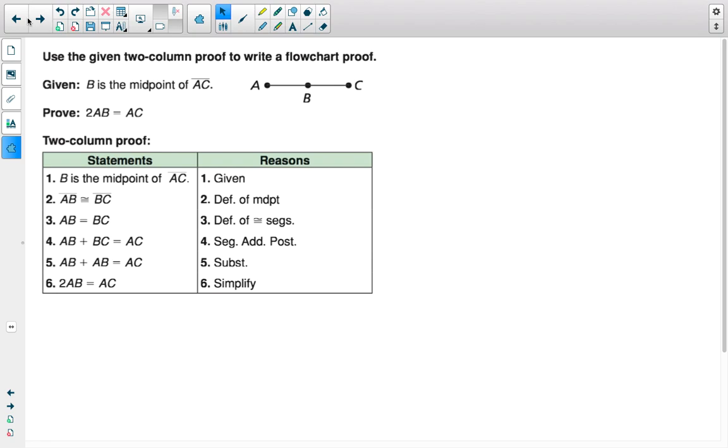So the first thing we always do is make sure we understand the two-column proof that they've given us. They say point B is the midpoint of segment AC. Given, yep, that's our given statement. Good. And what does it mean to be the midpoint? If you recall, midpoint means that we're going to have congruent segments. So instead of definition of midpoint here, we're going to say midpoint means congruent segments.